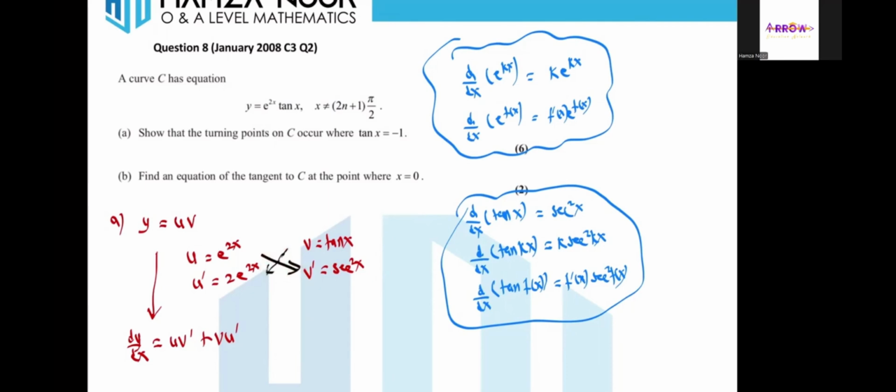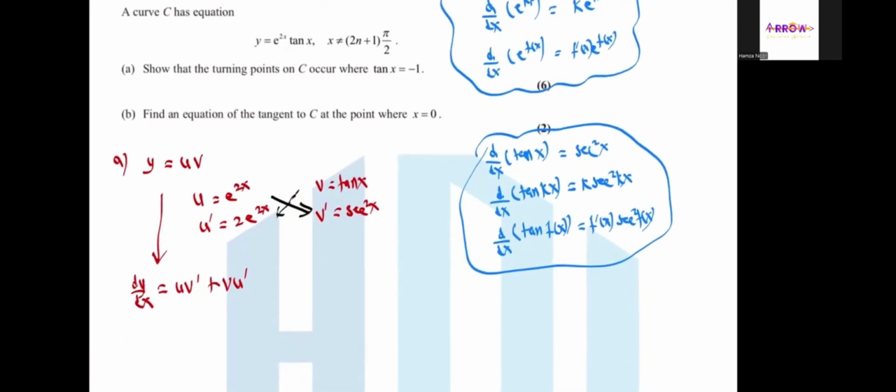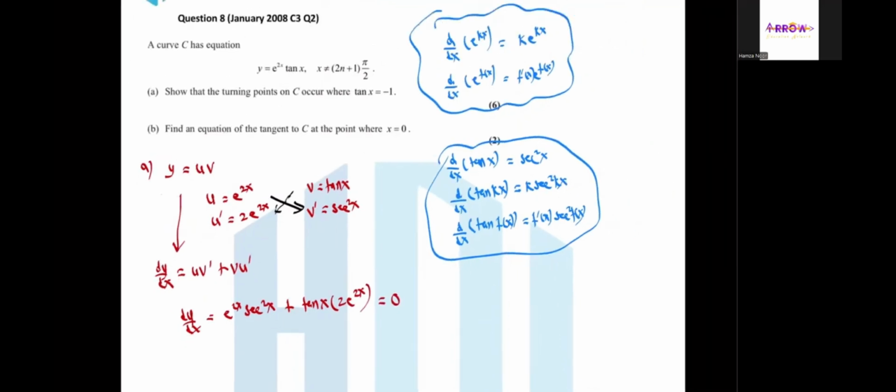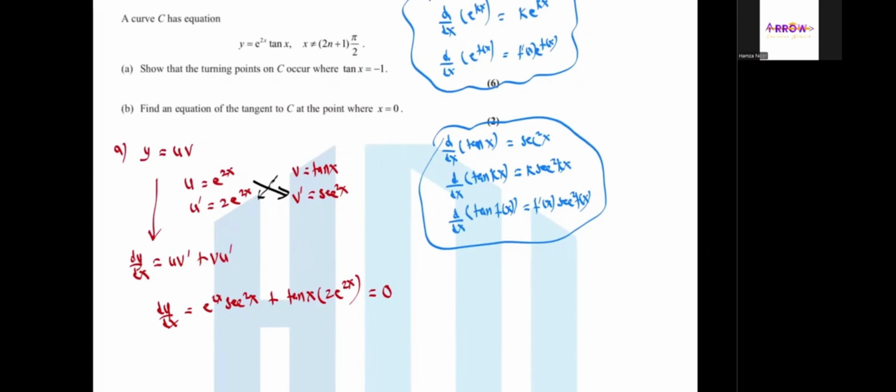All right, so we are going to find the dy over dx function. So u times v dash means e raised to the power of 2x multiplied by sec square x, and then plus vu dash, so v is multiplied by u dash. And we need to equate the dy over dx function with 0 in order to get the turning point.